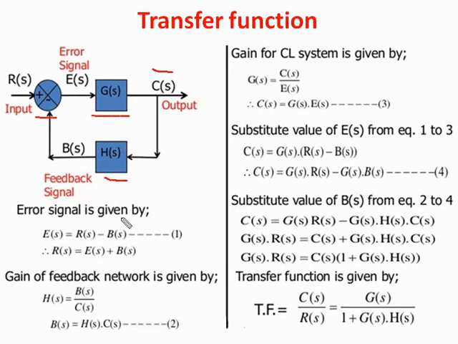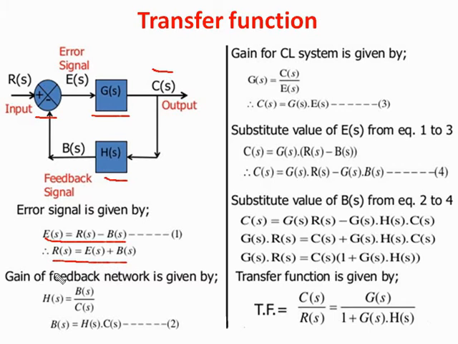So the error signal is given by R(s), which is connected to the plus of the comparator, and B(s), which is connected to the minus of the comparator. So we get the error signal E(s) equal to R(s) minus B(s), because R(s) is connected to the positive of the comparator, so it has a plus sign, while B(s) is connected to the negative of the comparator, so it has a negative sign. So R(s) is equal to E(s) plus B(s).